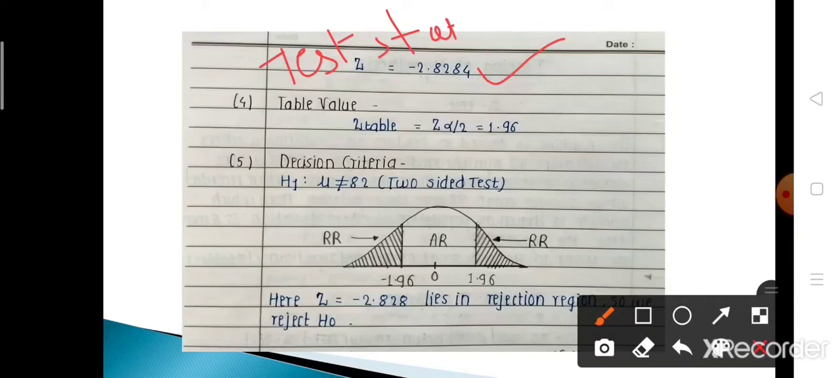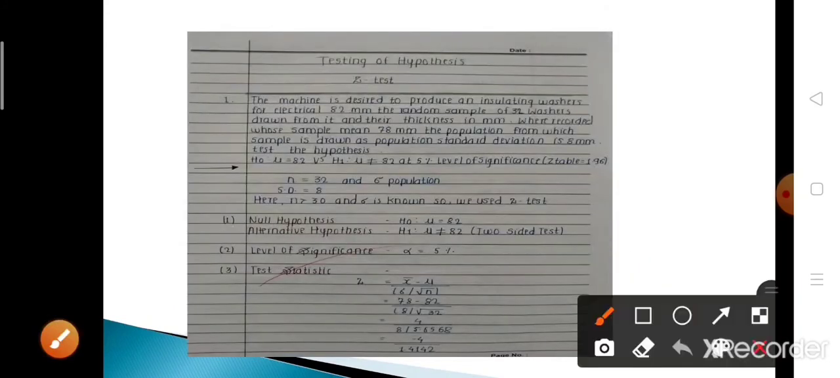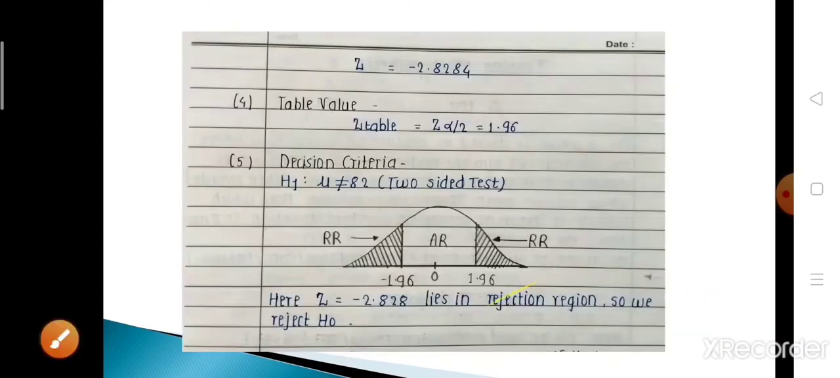Now the next step is the statistical table value. The given test is a two-sided test, so see the statistical table value for alpha by 2. So the statistical table value is Z alpha by 2, and this value we are given in the example is 1.96. So the Z table value is 1.96.